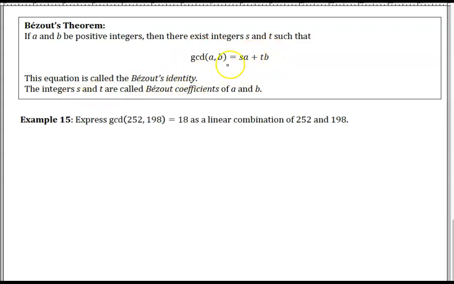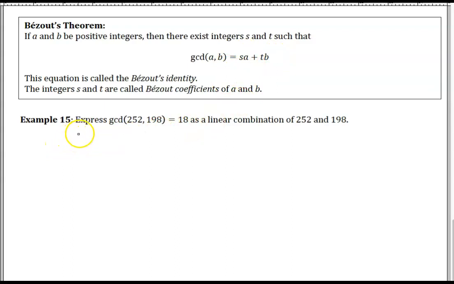So this equation is called the Bezout identity, and the integers S and T are called the Bezout coefficients of A and B. So in the next section, we're going to solve systems of congruences, which are systems of equations in this sort of mod arithmetic. And this is what the Bezout coefficients are going to be useful for.